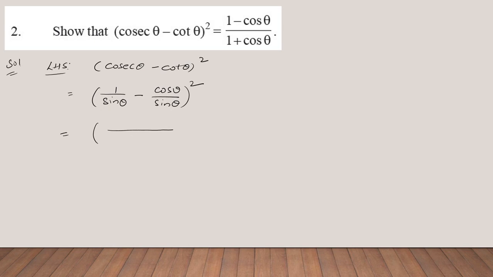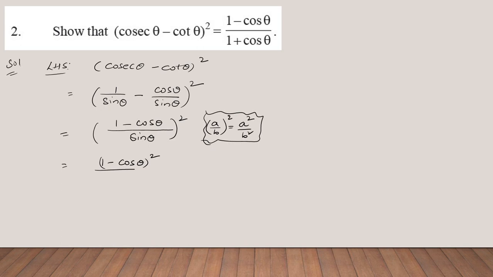Now since the LCM is one and the same, that is sin theta, you can write 1 minus cos theta whole square. Now since it is in the form of a by b whole square, you can write it as a square by b square. That means you can give the square to both the terms. So I can write it as 1 minus cos theta whole square by sin square theta.